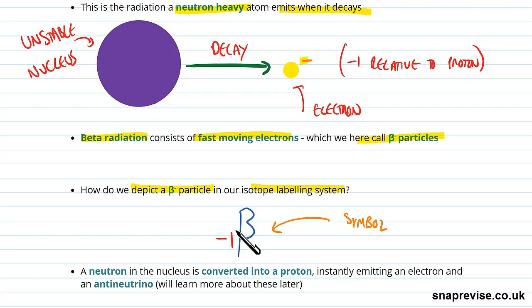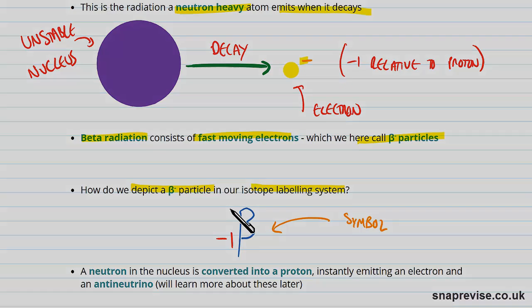And remember, for its nucleon number, an alternative name for that was its mass number. We saw the mass of an electron was so much less than the mass of a neutron or a proton or a nucleon that we're going to say it has a nucleon number of 0.